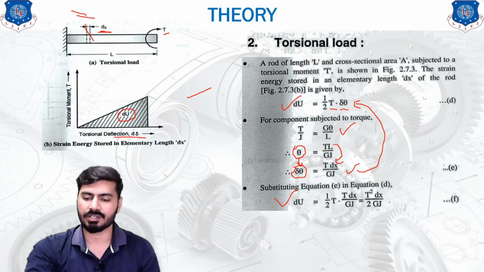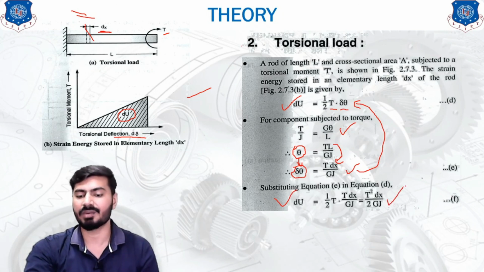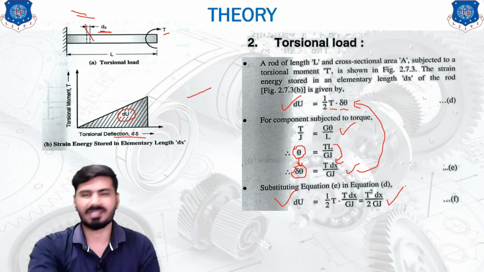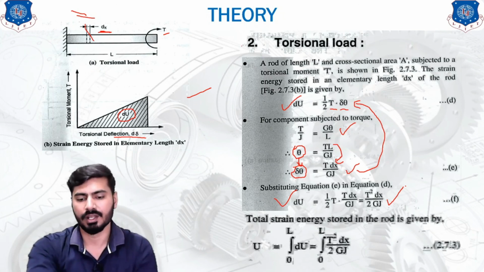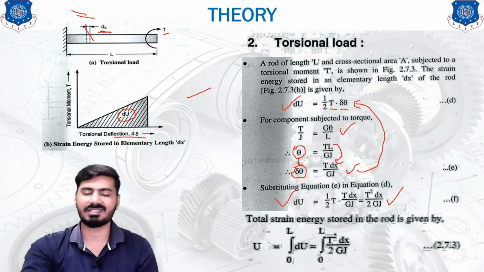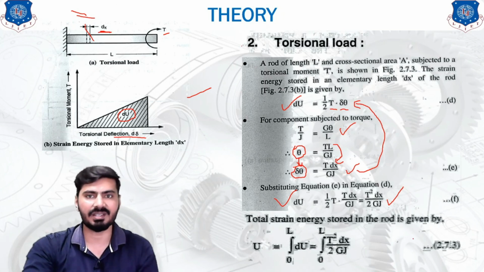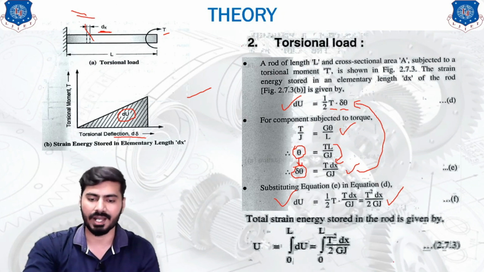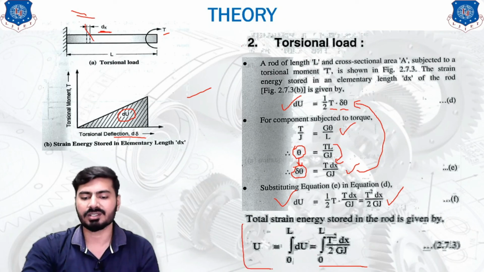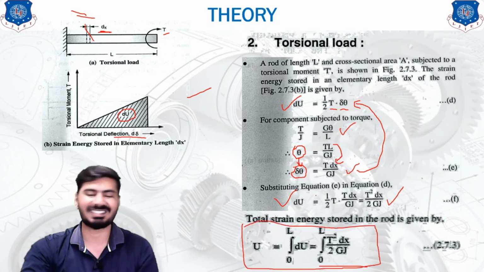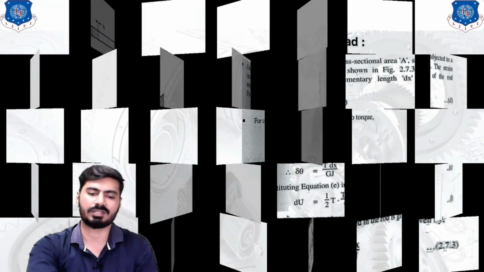After simplification, you will get this answer T square dx upon 2GJ, which is similar to the previous calculation for the axial load. Now the total strain energy can be calculated by simply integrating the above equation from 0 to L. So if you integrate the above equation from 0 to L, then you will be able to calculate the total strain energy for the torsional load. So this was the second type of load. First one was the axial, second one was the torsional.